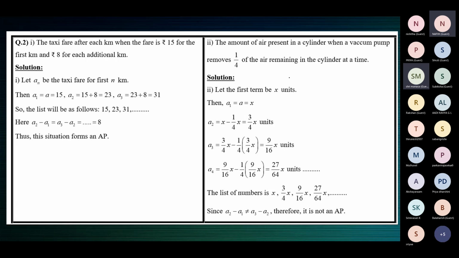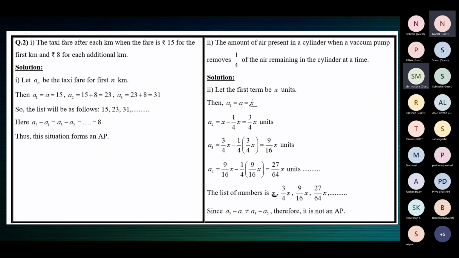So the amount of air present in a cylinder when a vacuum pump removes 1/4 of the air remaining in the cylinder at a time. Now, supposing there are X units of air in the cylinder, the first term will be X because the cylinder is, say, full. We'll say that there are X units of air in the cylinder at the beginning.